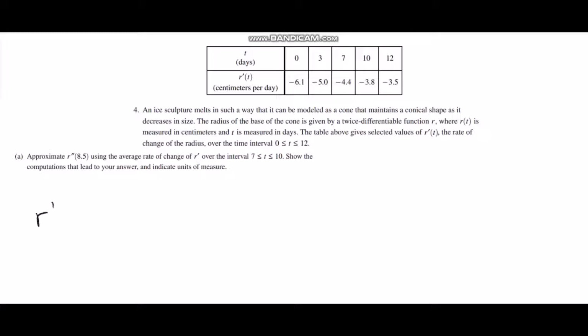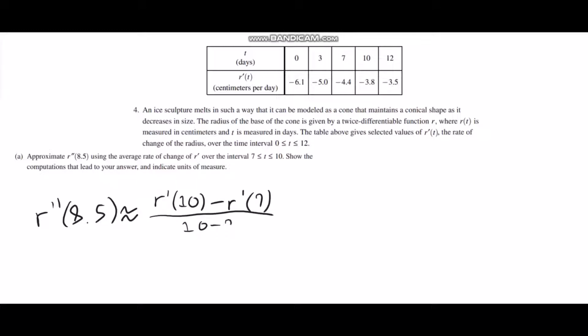We're going to have r double prime of 8.5 approximately equals, and since they want us to show our computations, I'm going to write down r prime of 10 minus r prime of 7 over 10 minus 7. This is how we calculate the slope between 2 points. Just think back to Algebra 1. It's the difference in the y's divided by the difference in the x's. Of course, in this case, the y's are our r prime, and the x is our t.